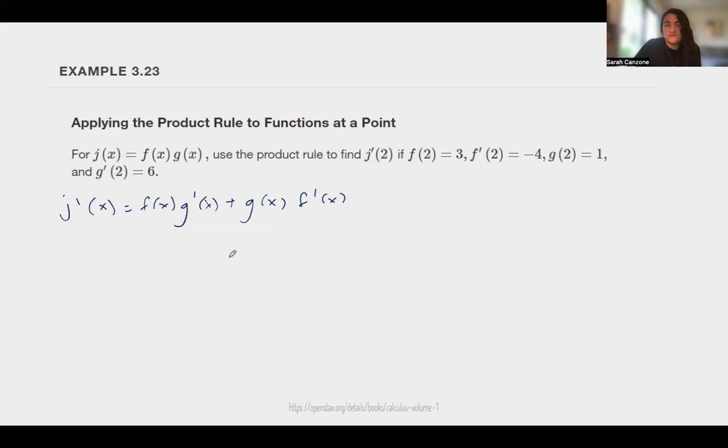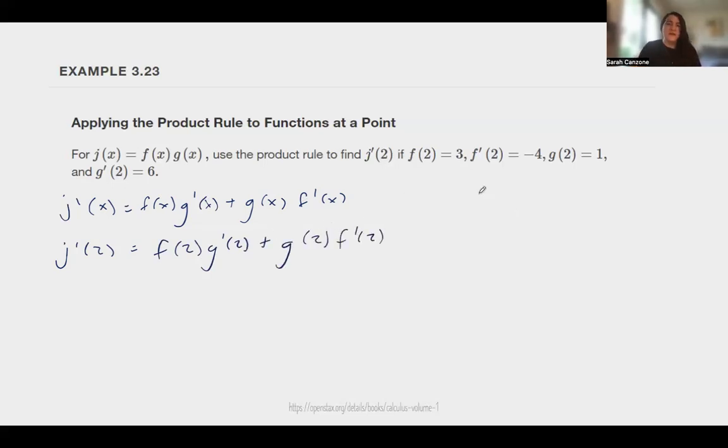So we can switch these two terms and it's the same exact thing. Okay, so we know that this is the product rule. Now, if we're looking for j prime of 2, that means that j prime of 2 is just plugging 2 in everywhere we see an x. So that's f of 2, g prime of 2, plus g of 2, f prime of 2.